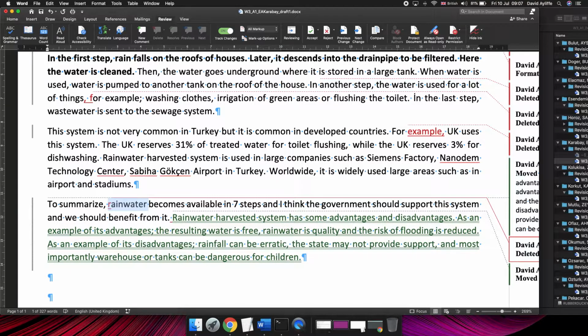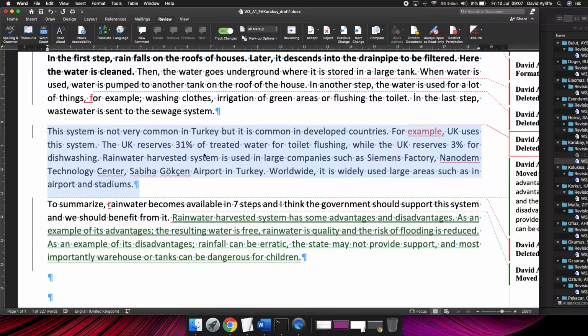And I think the government should support this system and we should benefit from it. Rainwater harvesting system has some advantages and disadvantages. The resulting water is free. Rainwater is quality. And the risk of flooding is reduced. Okay, good. Yeah?